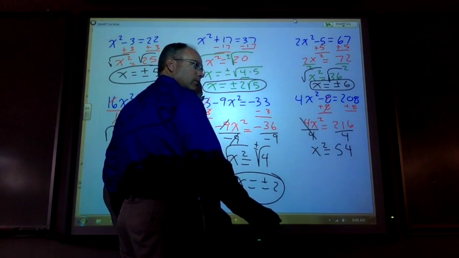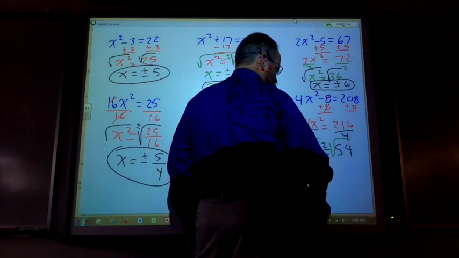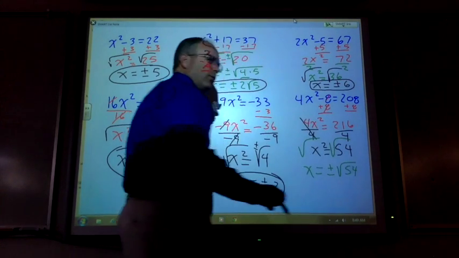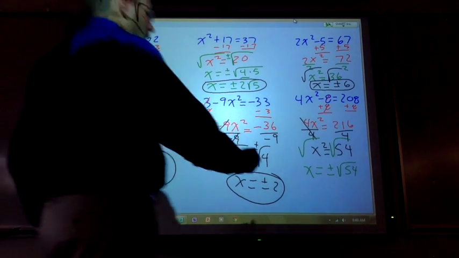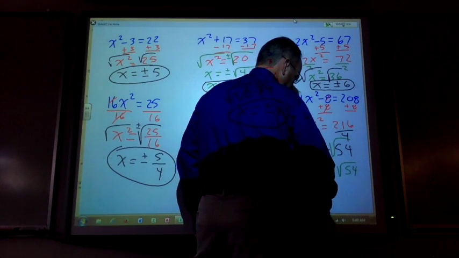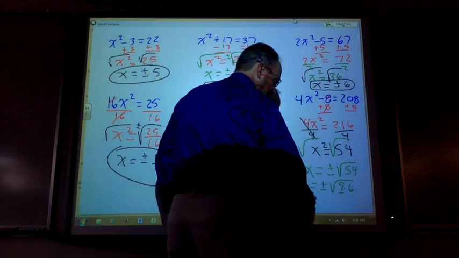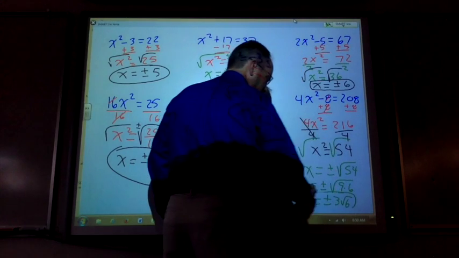Root. Sound good? Yeah. So square root. Now, 54. I got plus or minus root 54. Is it one number times another, and does one of those numbers have to be a perfect square, do you think? Yeah. What do you think? 9. 9 and 6, I like it. So if you break 54 down, the square root of 9 is 3, so I'm going to get x equals plus or minus 3 root 6. Sweet.